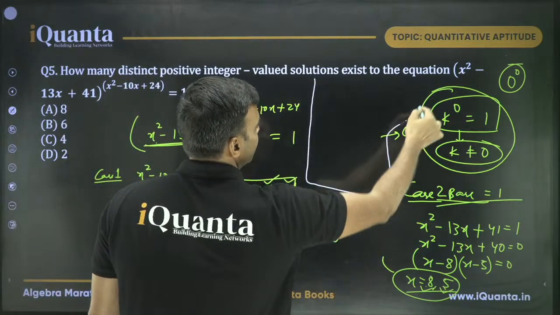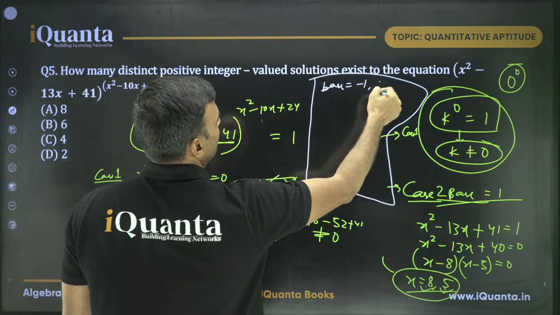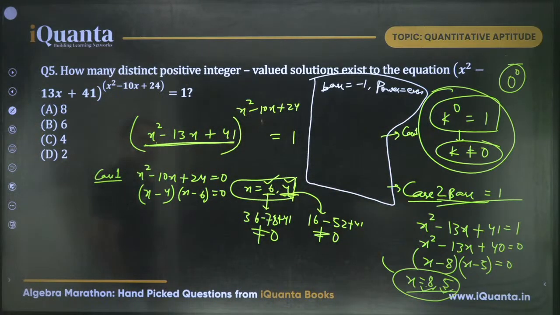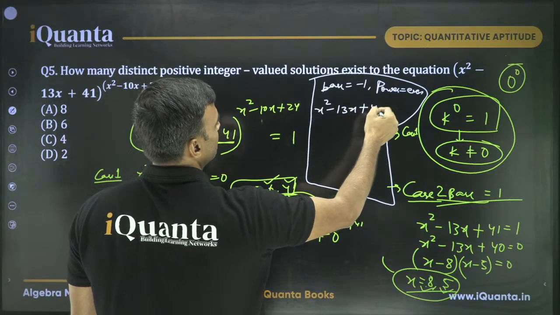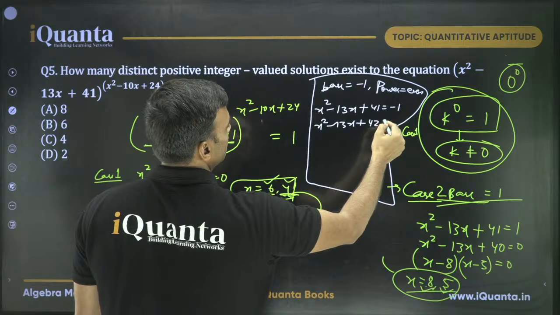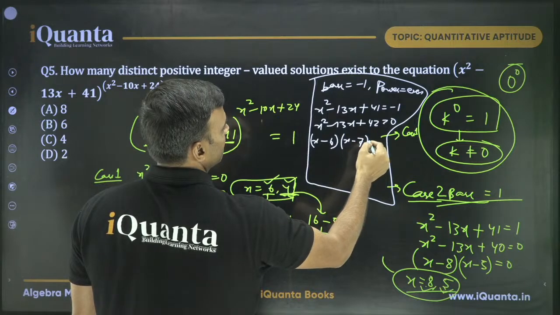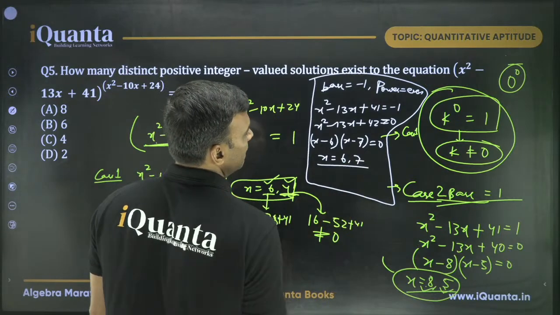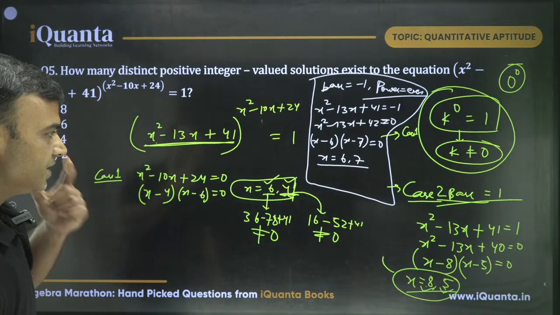One more case is possible, where the base is −1 and the power is even. Is it possible? Let's check that. So base is −1, that is x² − 13x + 41 is equal to −1. So we have x² − 13x + 42 equal to 0, and that gives us (x − 6)(x − 7) equal to 0. And that gives us x equal to 6 or 7. But in that case, the power should be even.